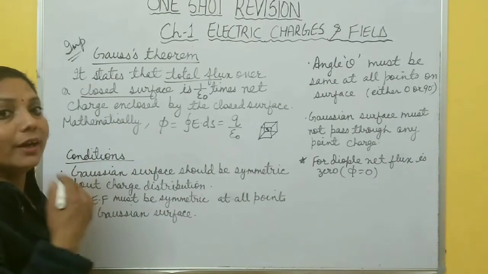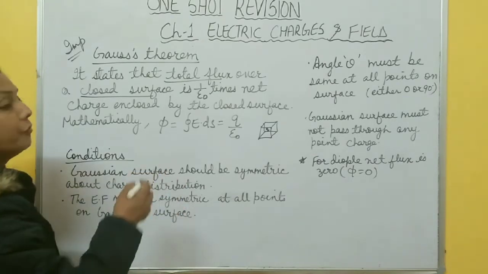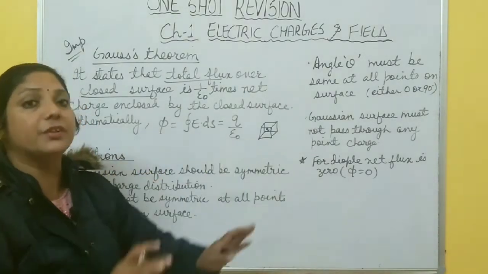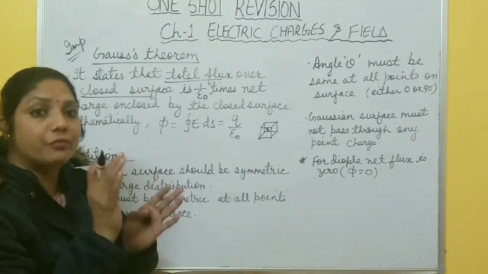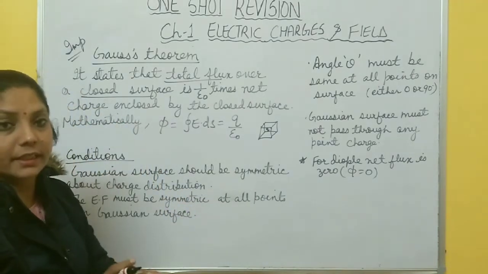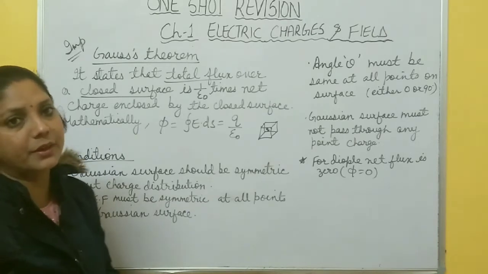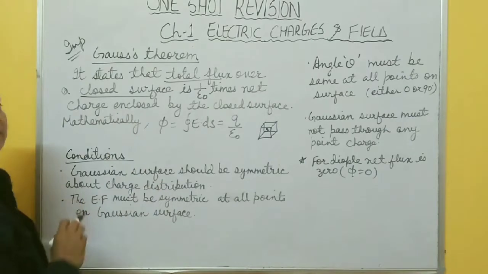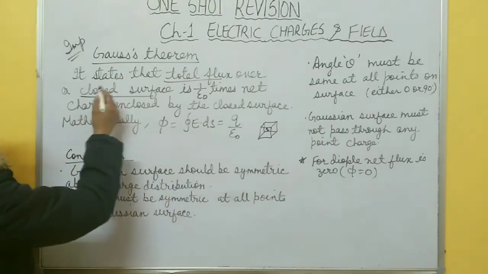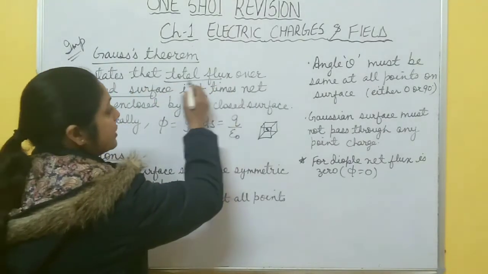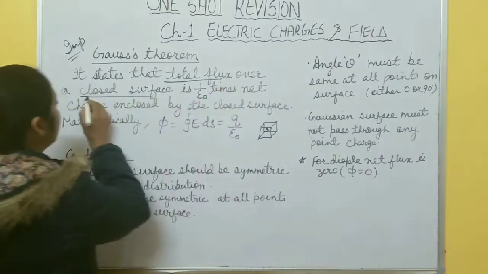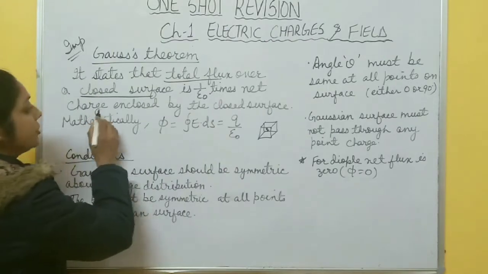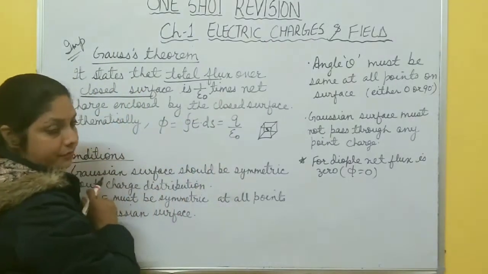What is this and why is it used? For complicated circuits, it's very difficult to calculate the total electric flux. For simple circuits, we can easily find it by using Coulomb's law, but for complicated circuits, we use Gauss theorem. It states that the total flux over a closed surface is 1 by epsilon naught times the net charge enclosed by the closed surface.